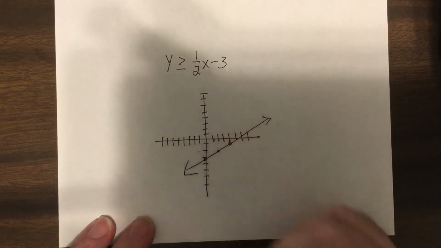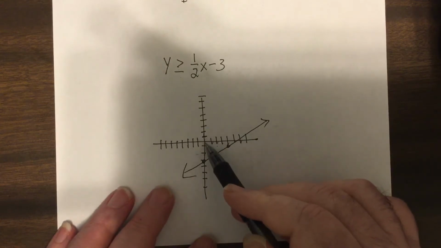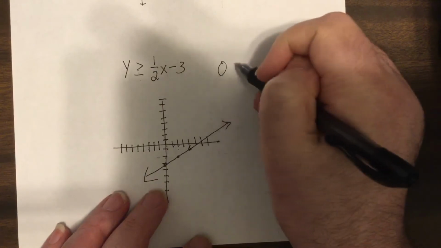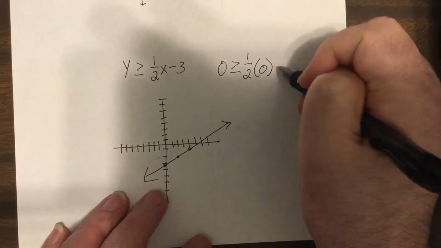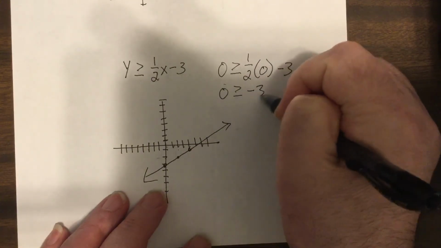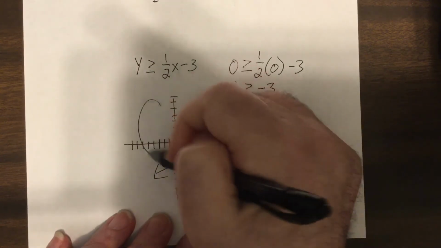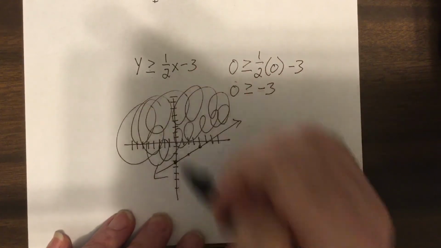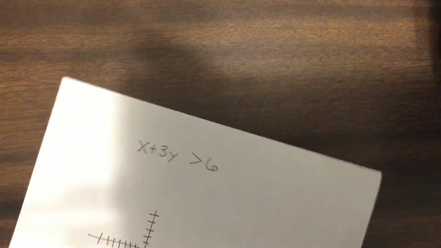Then again, I'm going to pick 0, 0. Do I have to pick 0, 0? No, but I am. 0, 0 is about the easiest one. Is 0 greater than or equal to 1/2 times 0 minus 3? Is 0 greater than or equal to negative 3? And you'd say yes. So this point causes it to be true. So we shade that side of the line. Most of this should be review, actually.